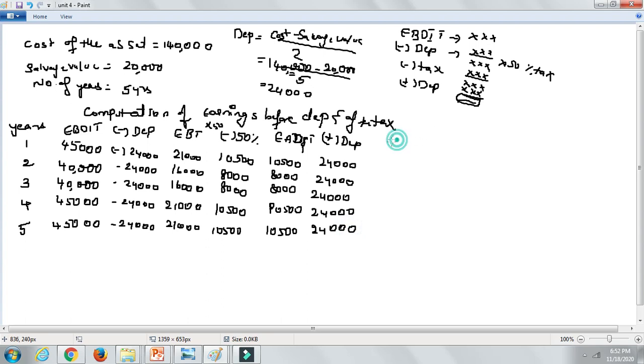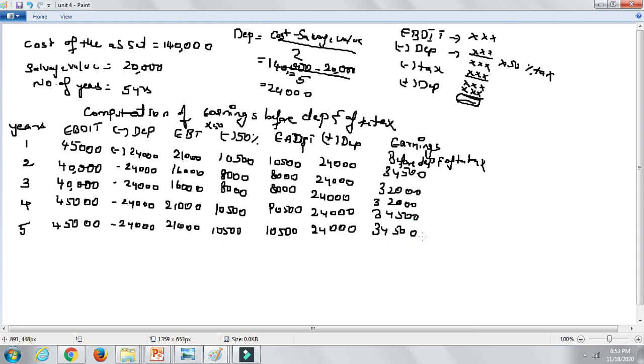So now you are earning, this will be nothing but earnings before depreciation and after tax. This is what we require. Okay, if you add back, first year it will be 34,500, second year 32,000, third year also 32,000, fourth year 34,500, fifth year 34,500. Okay, this is what we do.